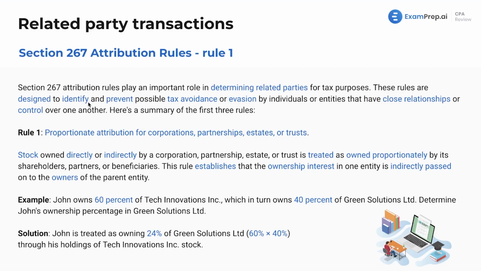These rules are designed to identify and prevent possible tax avoidance or evasion by individuals or entities that have close relationships or control over one another. We're going to see, as promised, a lot of math. We're going to see calculations to determine who is a related party.